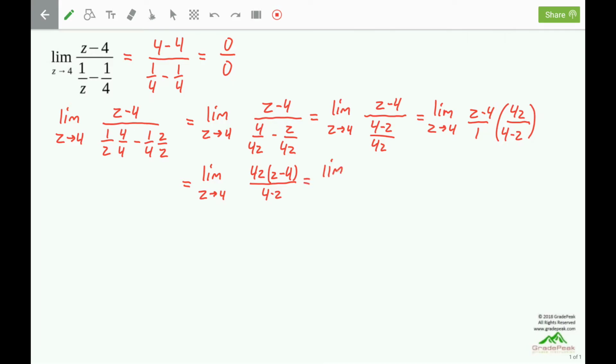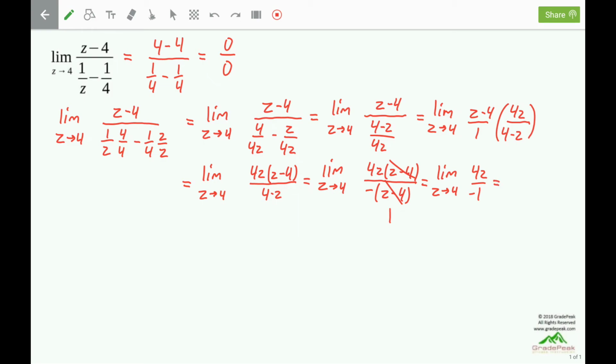We need to factor a negative from one of them. I'm going to opt to factor the negative from the denominator simply because it's less complicated looking. I factor a negative out of it and it will change each of the terms to opposite signs. So the z will be positive and the 4 will be negative. And that allows us to cancel out the z minus 4 in the numerator and denominator, leaving a 1 in the denominator. So we have limit as z goes to 4 of 4z over negative 1.